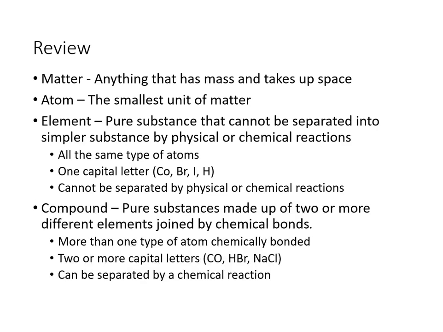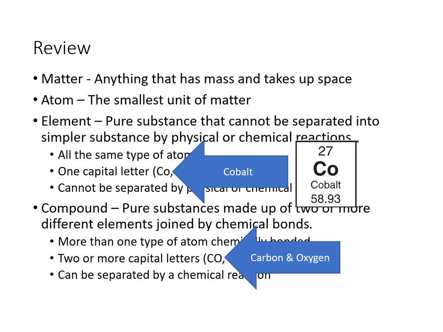A compound is a pure substance made up of two or more different elements joined by chemical bonds. Compounds are made up of more than one type of atom chemically bonded. Compounds have two or more capital letters in their name. CO here means carbon and oxygen. HBr and NaCl are hydrogen and bromine, and sodium and chlorine, chemically bonded. Compounds can be separated by a chemical reaction. Notice that capital C and capital O mean carbon and oxygen. However, a capital C and a lowercase o means cobalt.